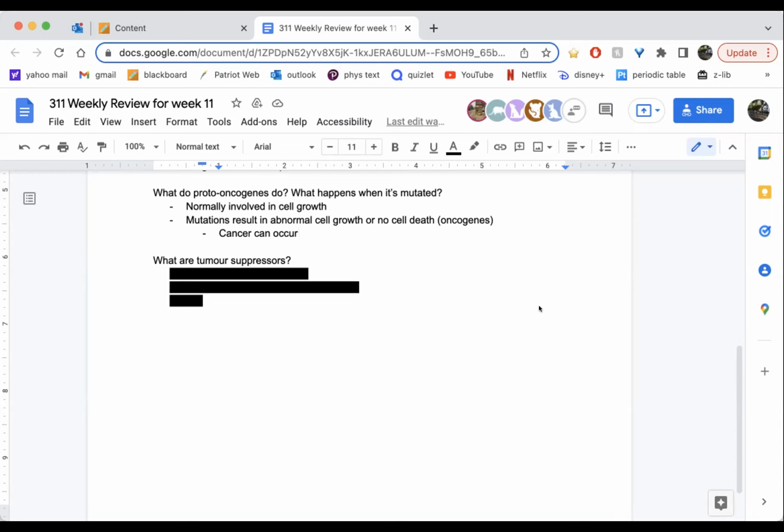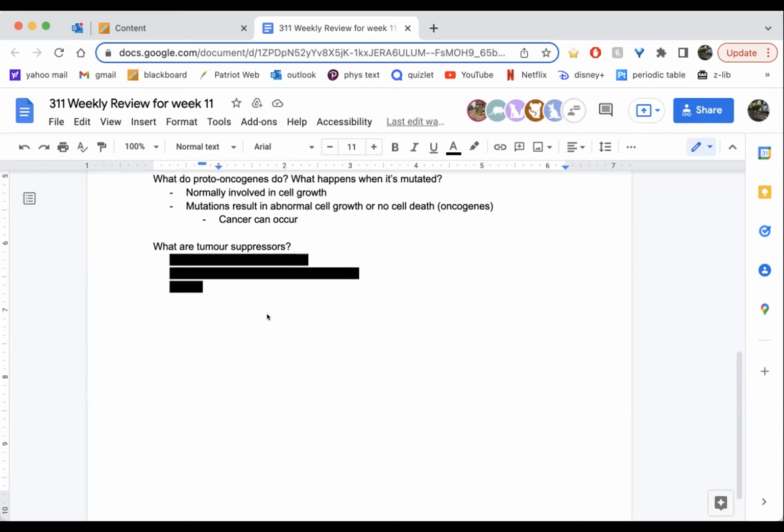Does anybody else have any questions about that before we move on? Okay, if not, can anybody tell me what a tumor suppressor is?